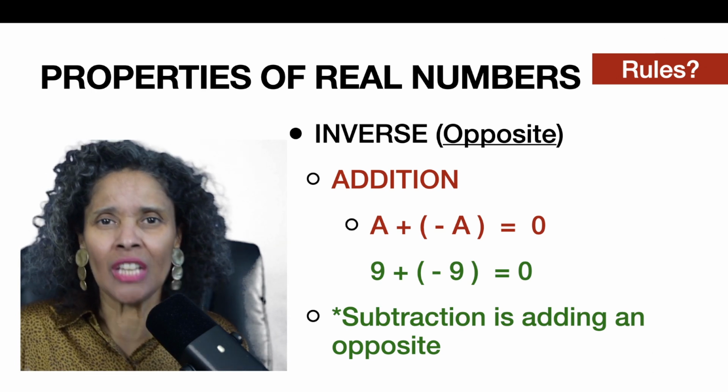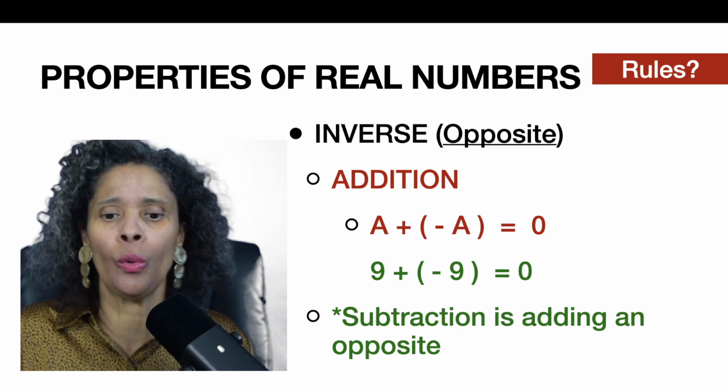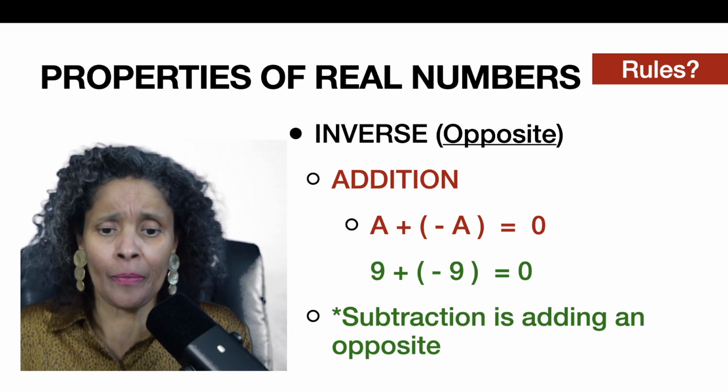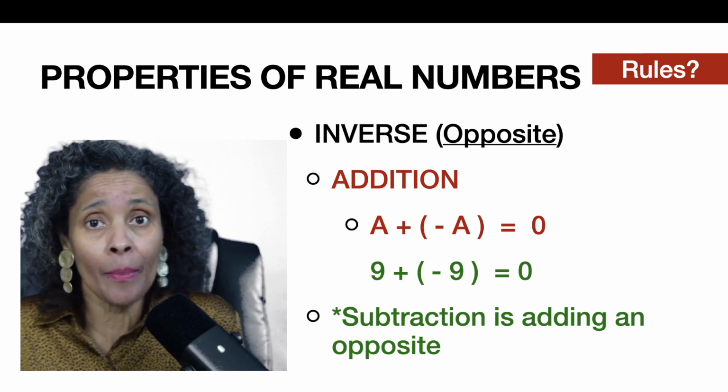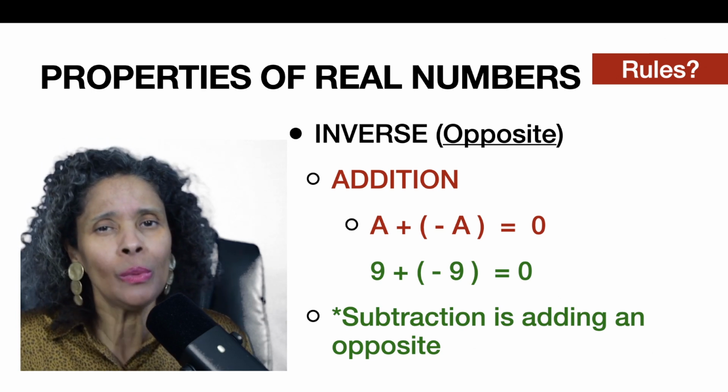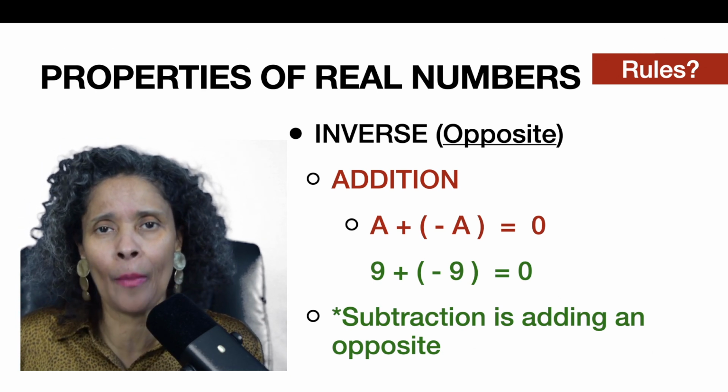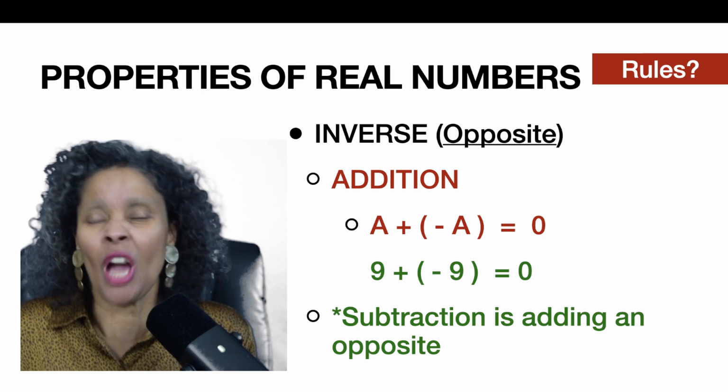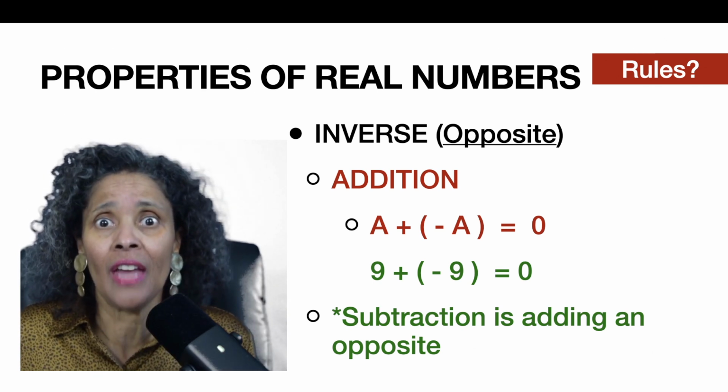So when you think about the inverse property when it comes to addition, basically what it says is that if you have a number and you add its opposite, you're going to be at 0. And that's really what subtraction is. And as you get higher and higher in math, you want to think about subtraction as just adding a negative, adding an opposite.